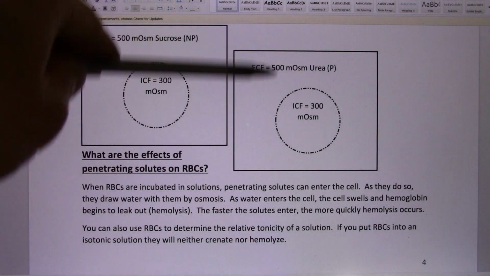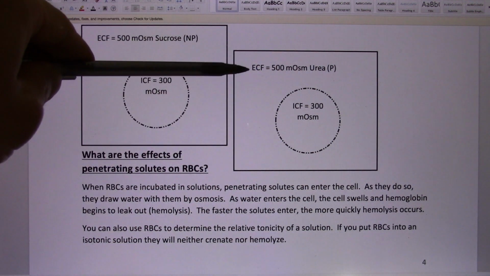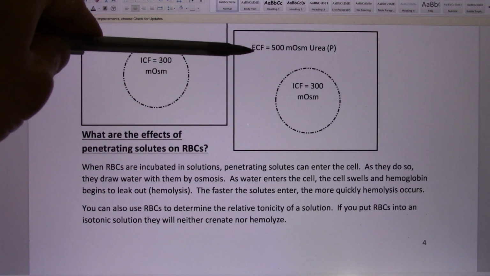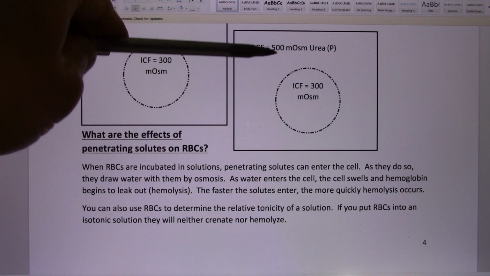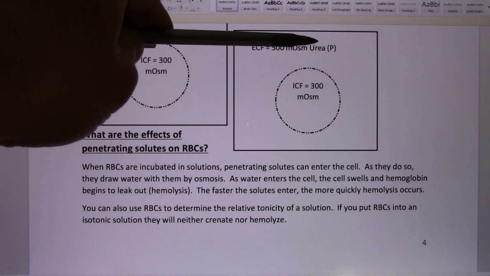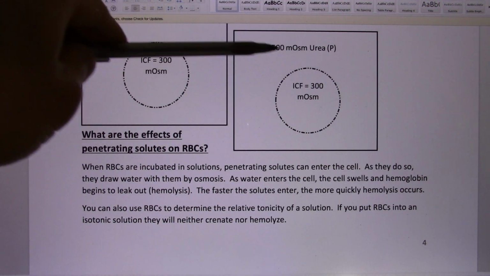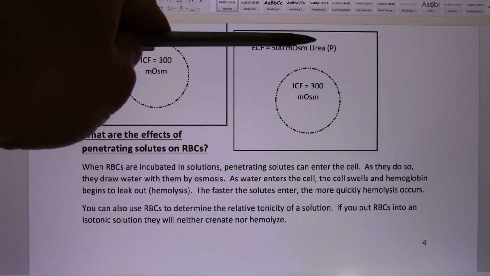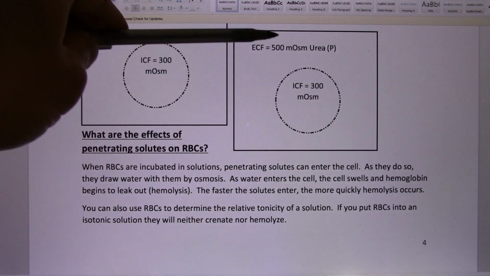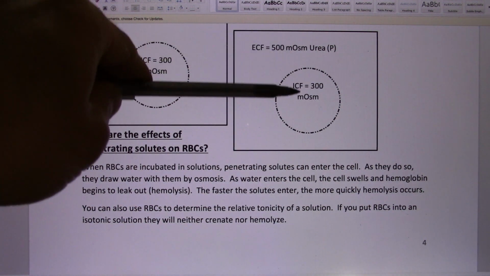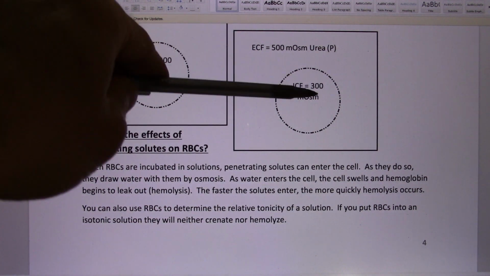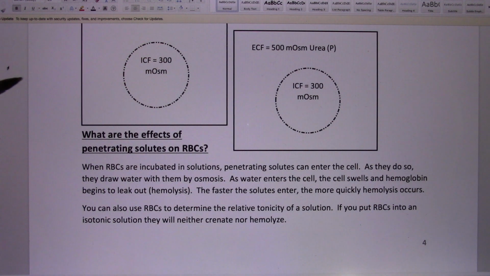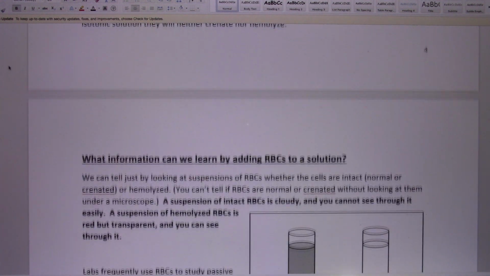But if you put the red blood cell into a penetrating solution, like 500 milliOsm urea, which is a penetrating particle, what's going to happen? The water does not have to move out because urea is a penetrating particle. Urea just flows in. Every molecule wants to go from high to low. Urea is high outside, low inside, so it's going to flow in. So the water does not have to flow out. The urea flows in, and water actually follows the urea in. So the cell swells and hemolyzes, and that's the purpose of this experiment.